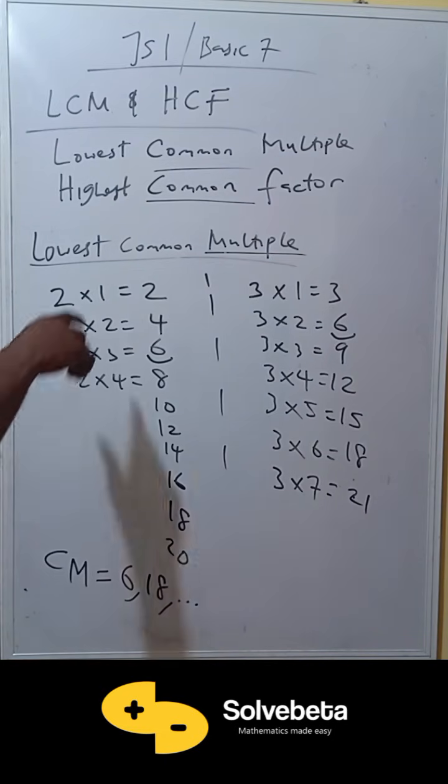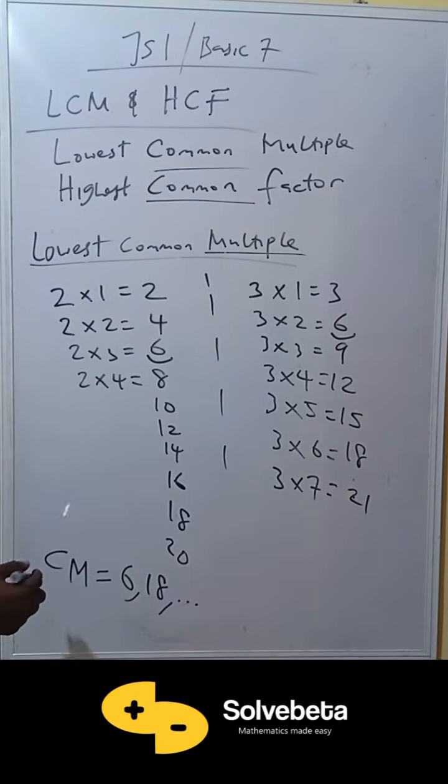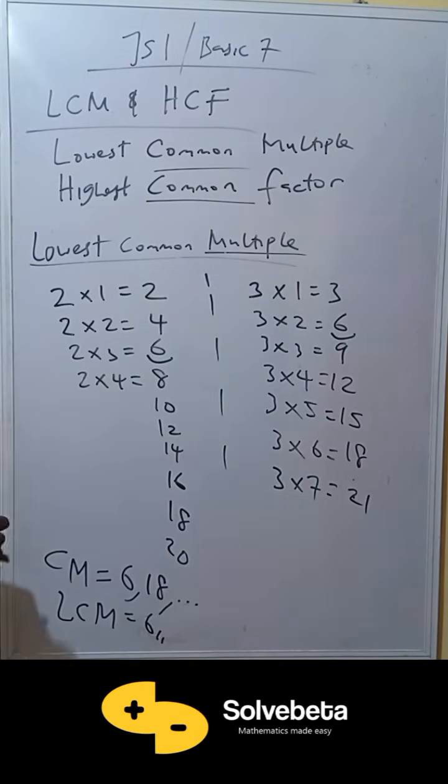So the least common multiple now will be the least of these multiples, the smallest. Lowest common multiple is the smallest of the common multiples, which is 6. So the least common multiple of 2 and 3 is 6.